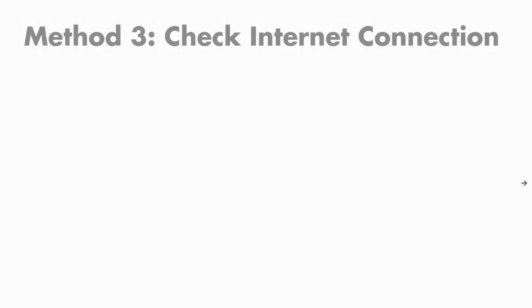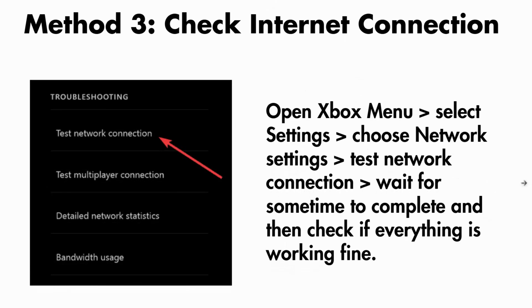Next is to check internet connection. For that, open Xbox menu, now select settings, choose network settings, then click on test network connection. Now wait for some time to complete and then check if everything is working fine.